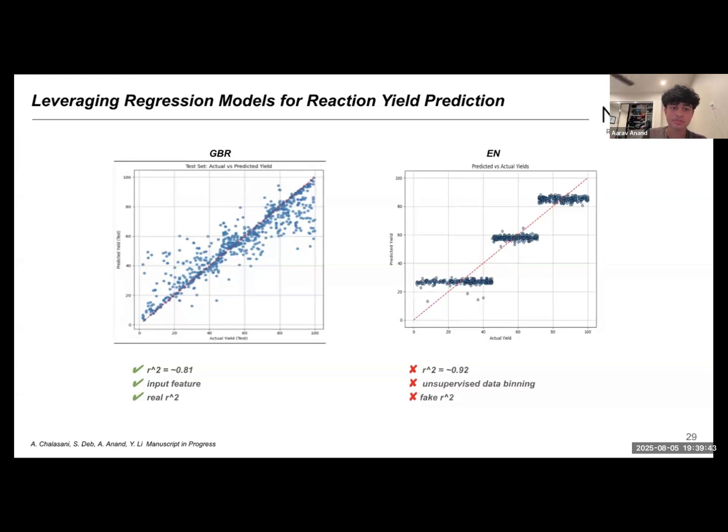However, this success was very, very short-lived, as we found that we could only implement data binning in 4 of our 13 models, which were GBR, random forest, extra trees, and k-nearest neighbors.